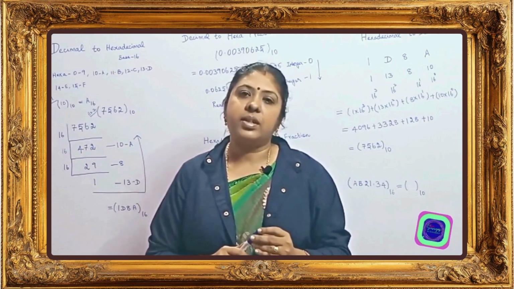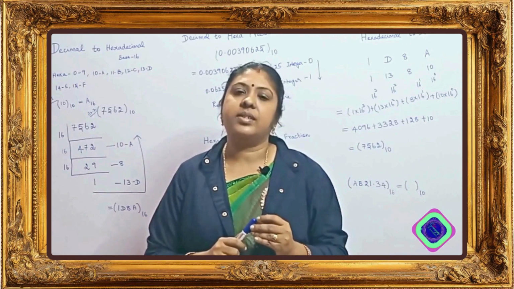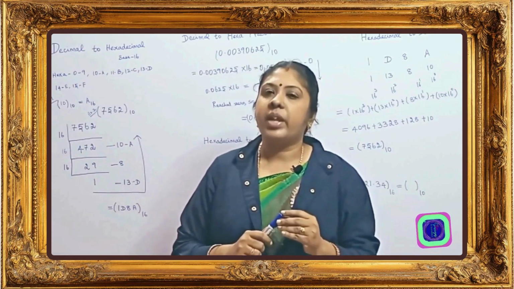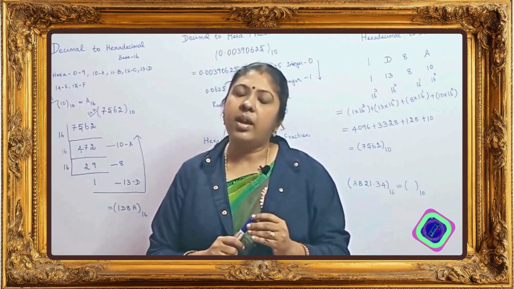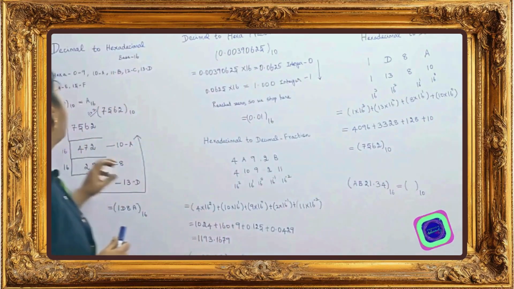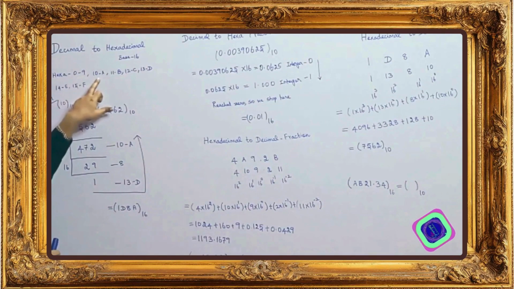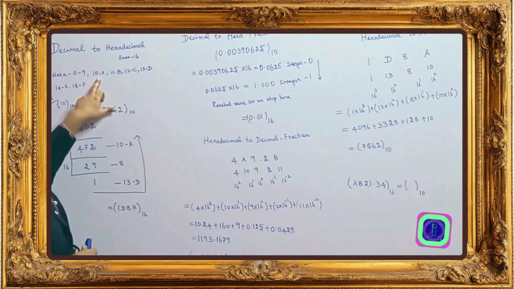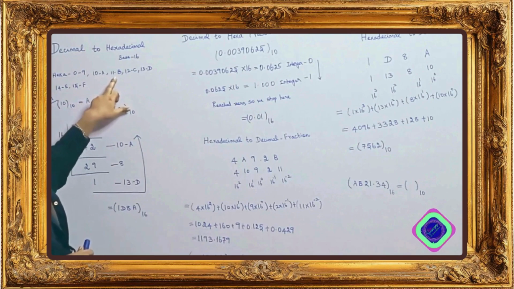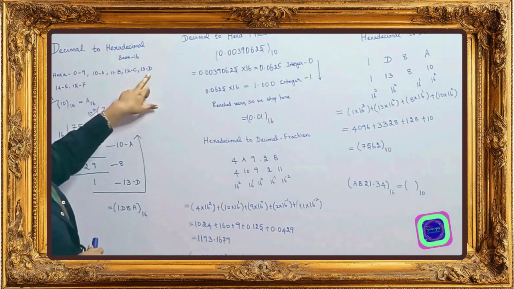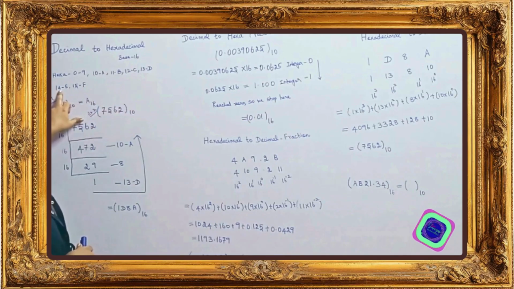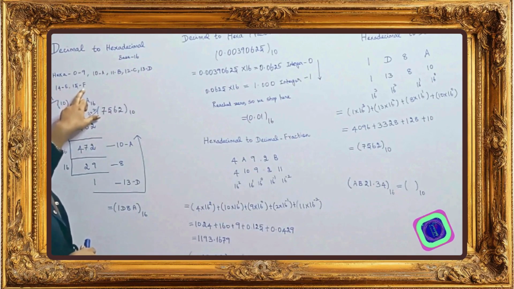The numbers 0 to 9 are represented as they are, as 0 to 9, and the numbers from 10 to 15 are represented by alphabets. For 10 it is represented as A, 11 as B, 12 as C, 13 as D, 14 as E, and 15 as F.